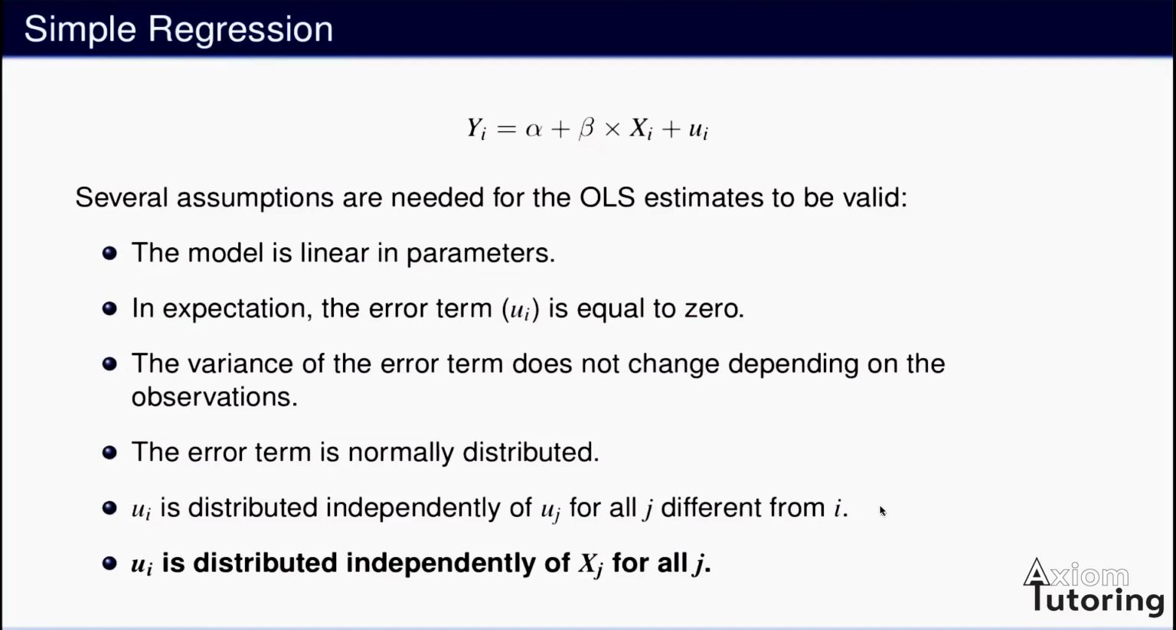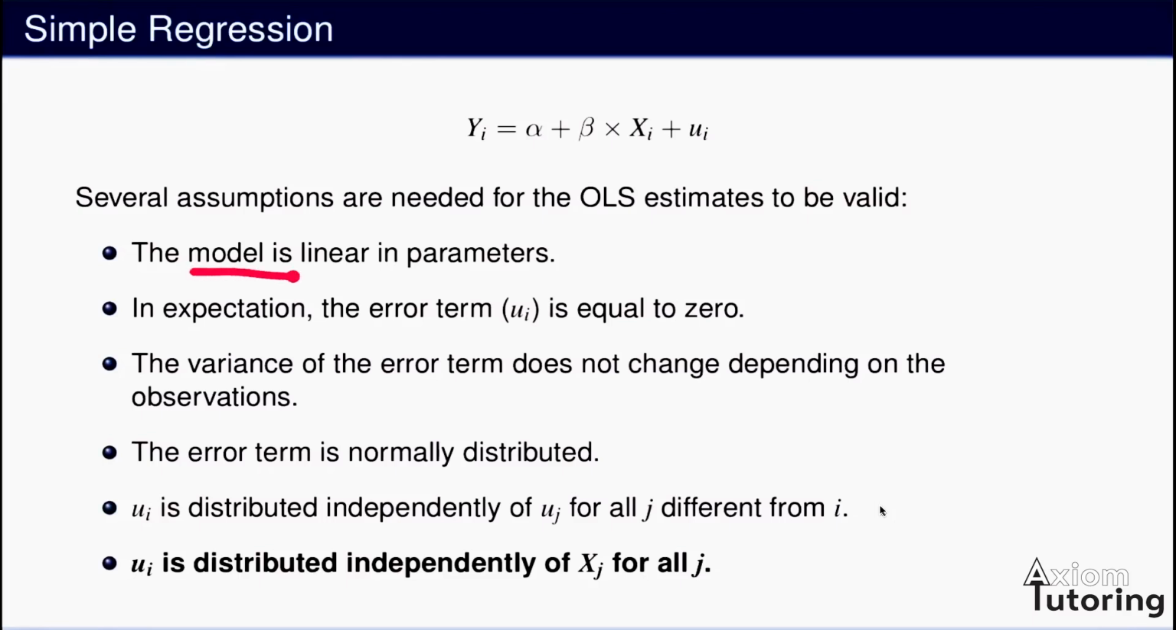Now, several assumptions are needed for the OLS estimates to be the best possible. Technically, we would call that the best linear unbiased estimator, where unbiasedness is a property that we want for our estimators. So what do we need basically for the OLS estimator to be a good estimate?